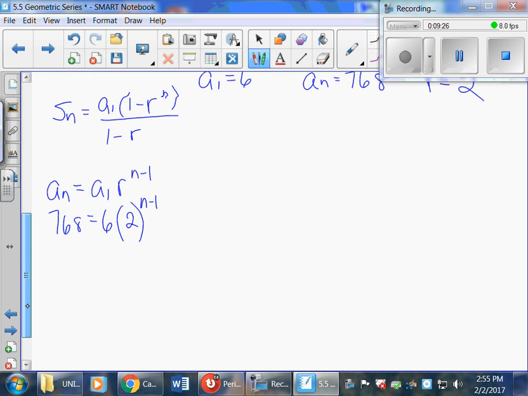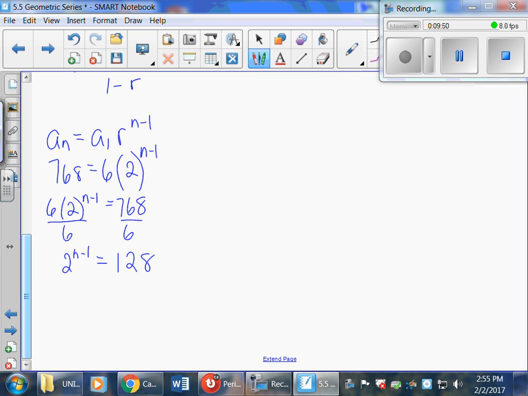So there are 2 ways that we can do this now. You can use logarithms or you can use common bases. You know me, I like to switch things around. 6 times 2 to the n minus 1 is equal to 768. Divide both sides by 6, and 2 to the n minus 1 is equal to 128. Now, I know that 128 is the same thing as 2 to the 7th, so I can use common bases here. So I can say 2 to the n minus 1 is equal to 2 to the 7th, but you could very easily use logs. So I know that n minus 1 has to be 7, so n has to equal 8.